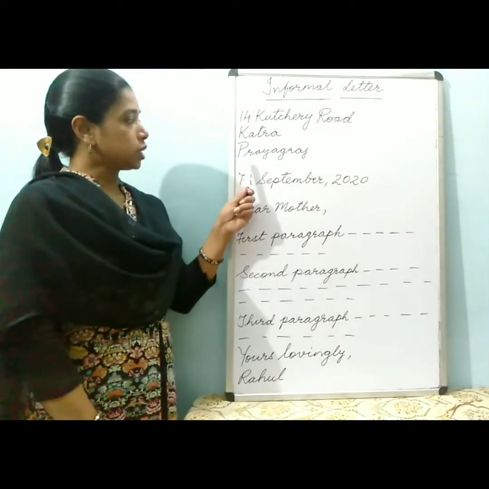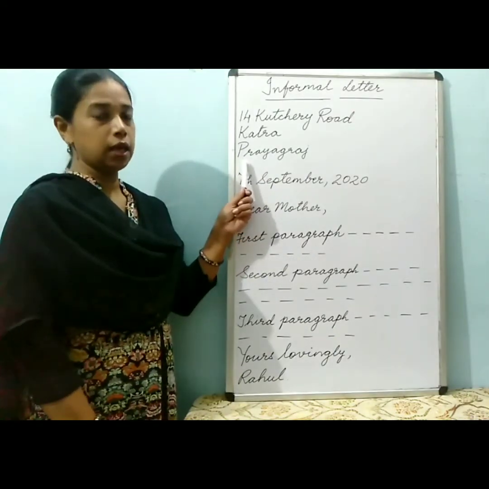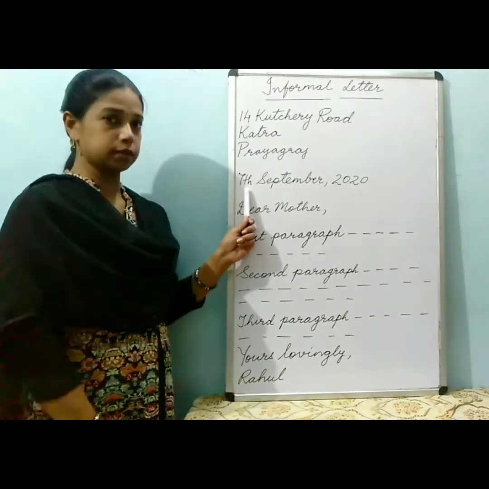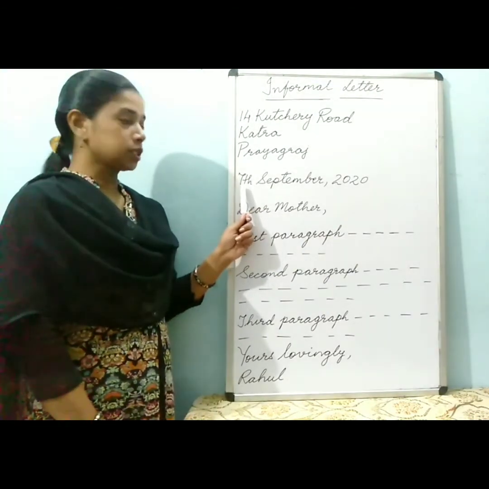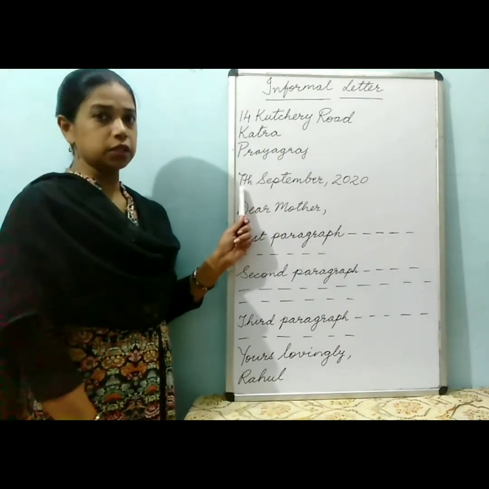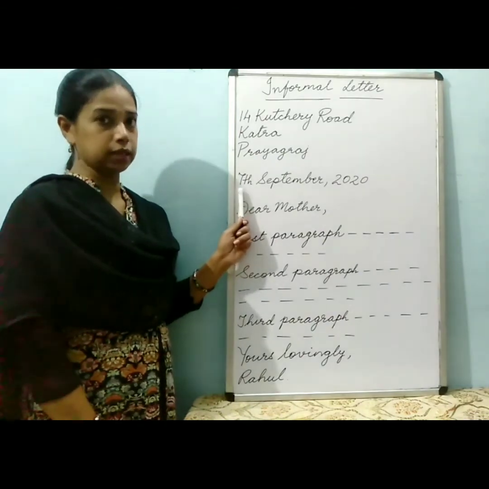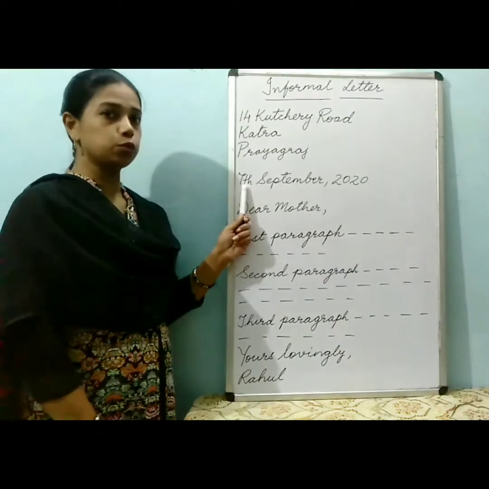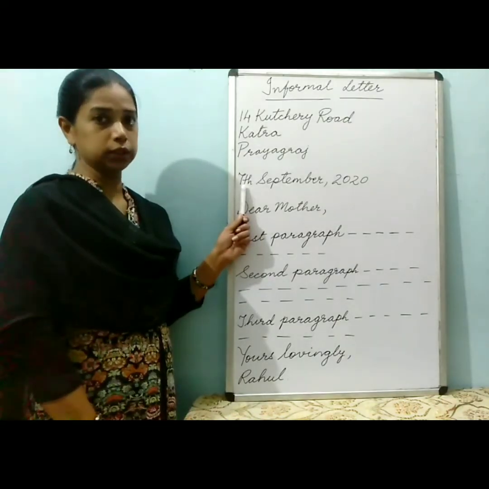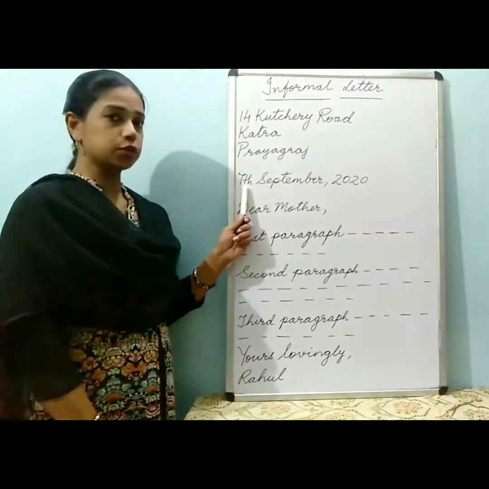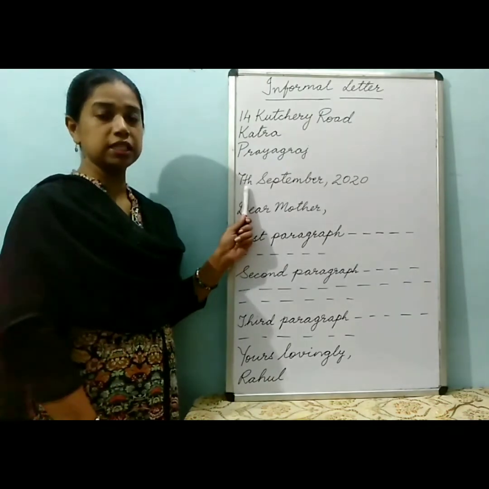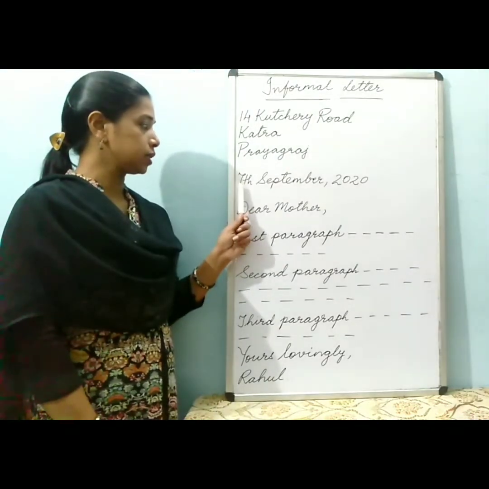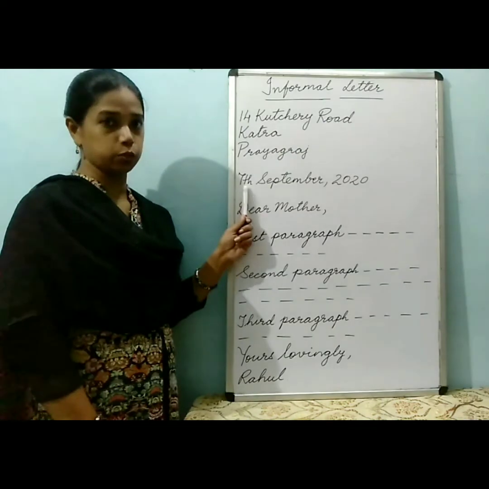Then after the address, you leave one line and then comes your date. The date will be written in ordinal number, that is first, second, third, like that. For that you will write the number and then the last two letters of the word, like seventh. So the last two letters of seventh is TH. So you will write 7 and then TH next to it.